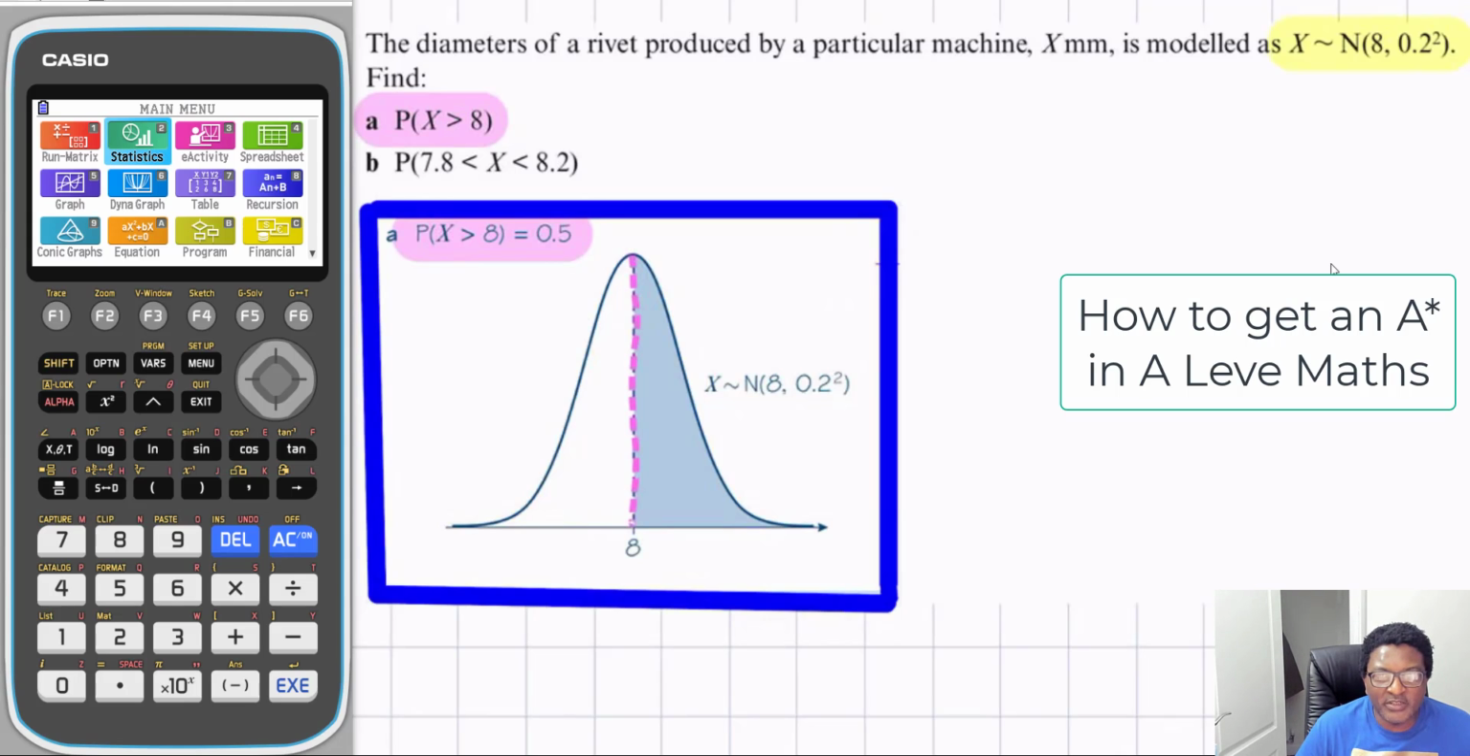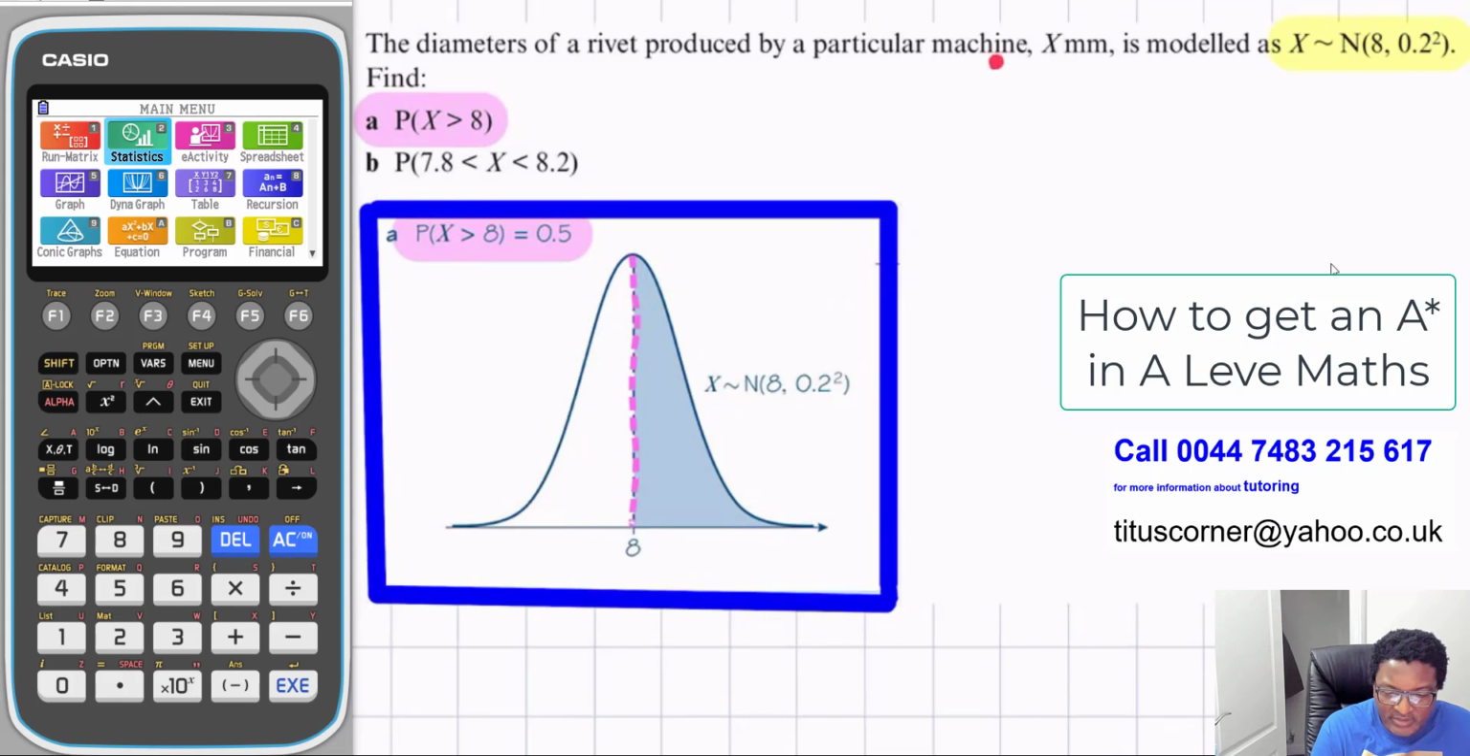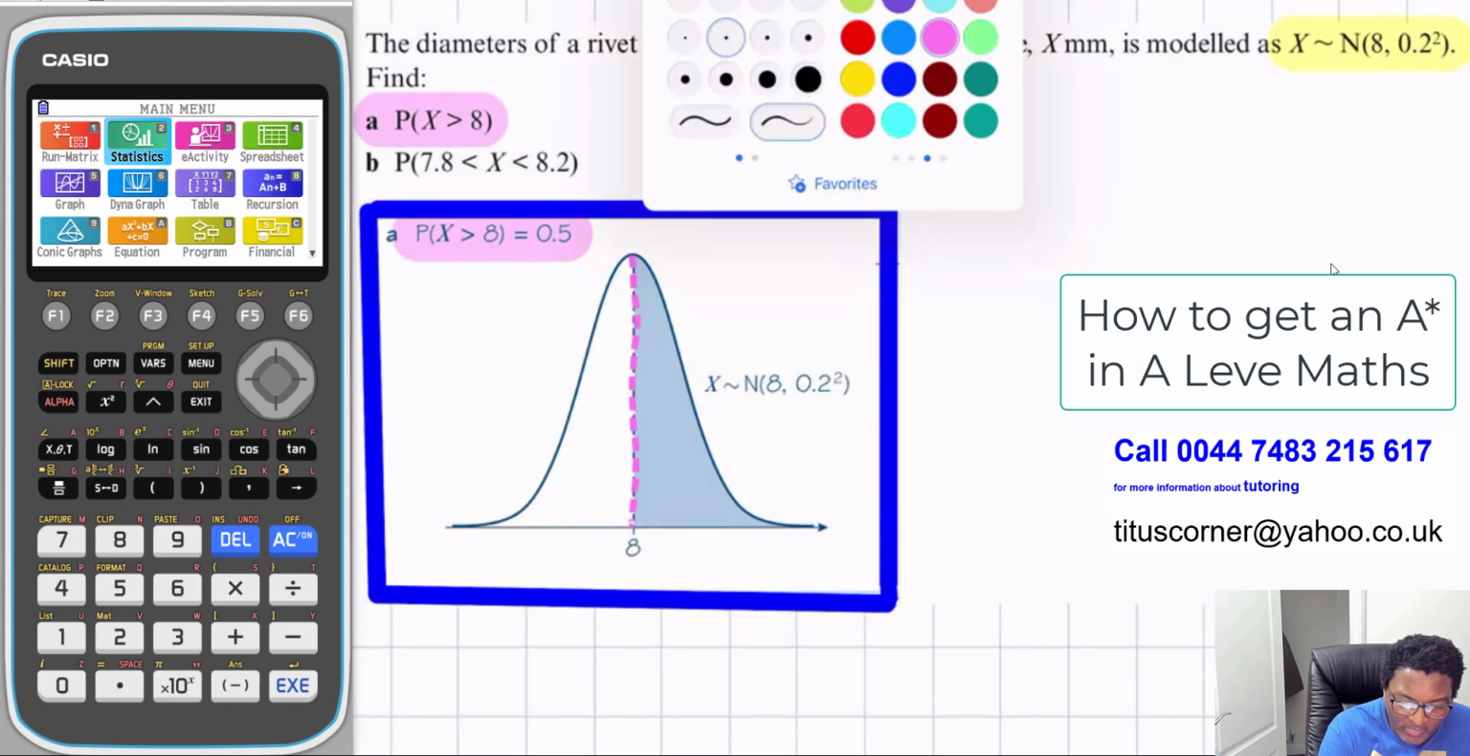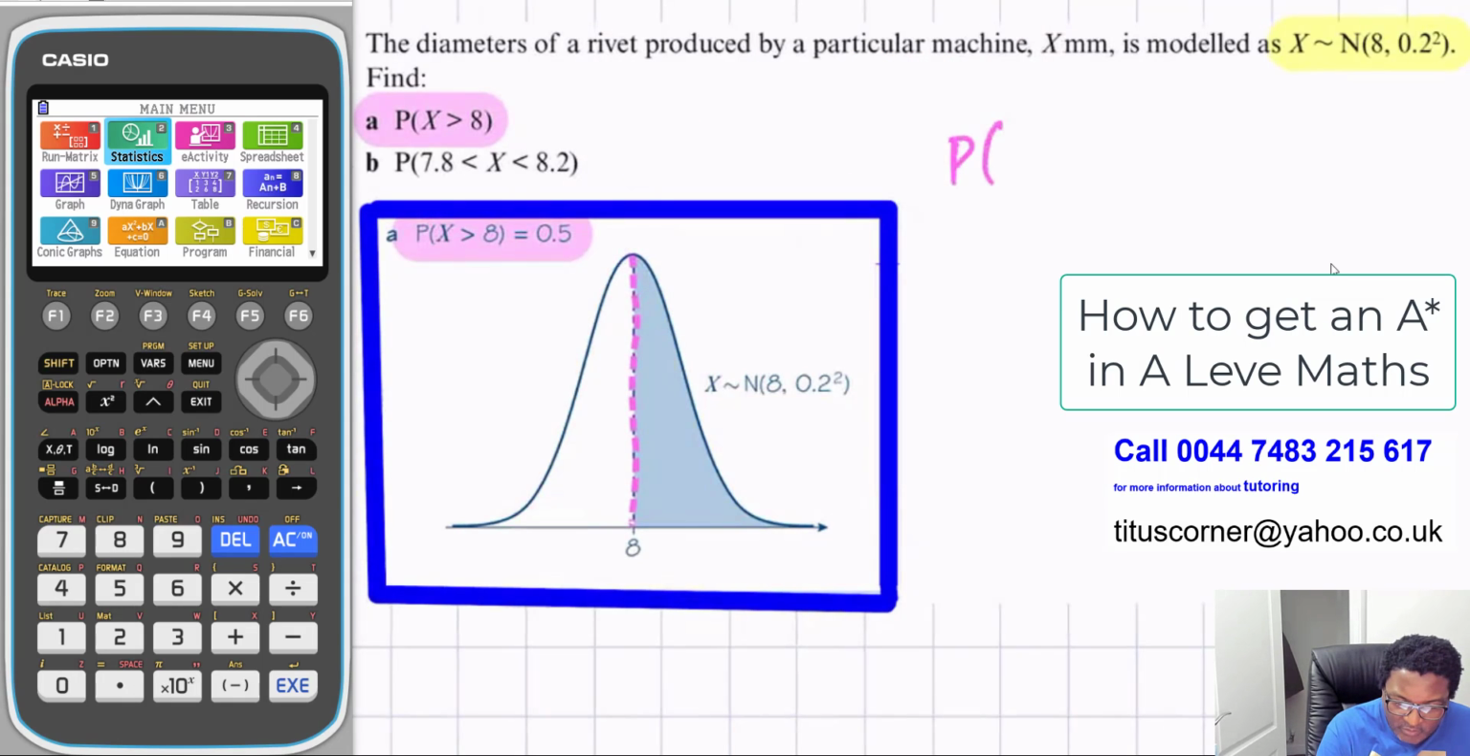The diameters of a rivet produced by a particular machine, x millimeters, is modeled as x is approximately a normal distribution, the mean is 8, and the variance is 0.2 squared. Find the probability of x is greater than 8. So we are going to use the calculator to work out that probability of x is greater than 8.